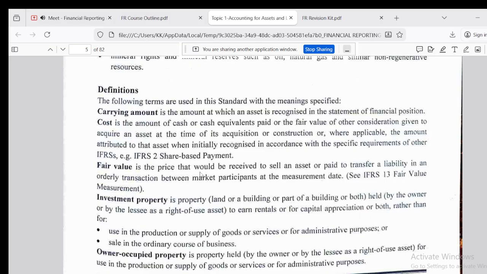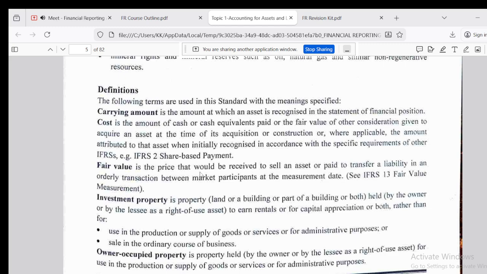A right of use asset. You can close the bracket there, like held by, a bracket before you buy, then close it immediately after asset. Then you can say to earn rentals, like if you have a building, it will bring rentals. So to earn rentals or for capital appreciation or both, rather than for use in production.